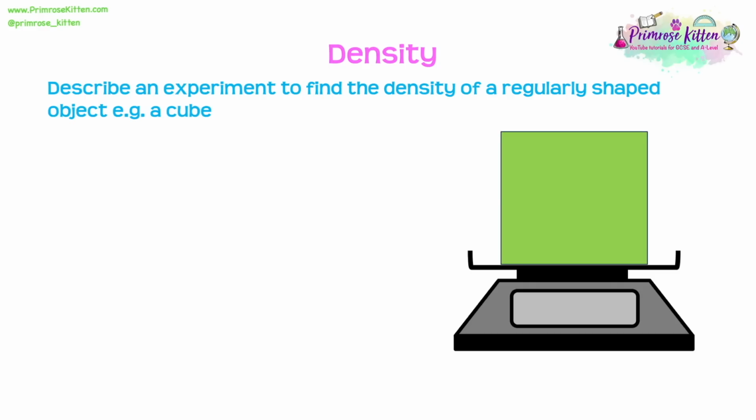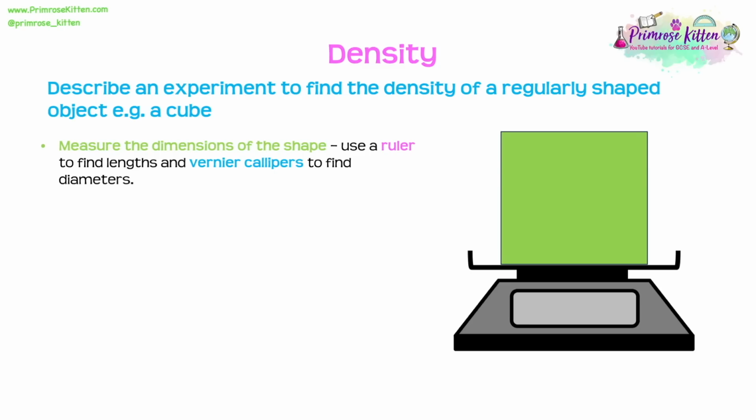We could also be asked to describe an experiment to find the density of a regularly shaped object, such as a cube or something. And here the method is a little bit simpler in a way. First off, we're going to measure the dimensions of the shape.